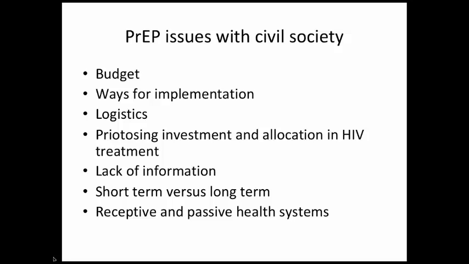So, of course, how we work as civil society leaders and decision makers in terms of budget, in terms of the way that PrEP will be implemented, the logistics of PrEP, how we continue prioritizing the investment and allocation in prevention and in treatment. If we have in a country a 50% coverage on HIV treatment, it's very hard to argue the case of PrEP, even as we continue saying that we also need to invest in prevention. That's the truth. And we will have people that will come and raise this issue.